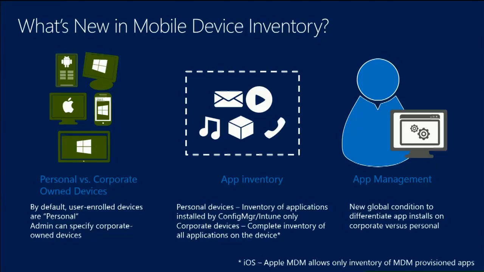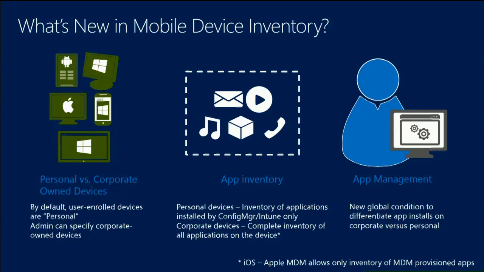So one of the things that we heard back from our customers who initially deployed our first version of our mobile solution was, hey, it's great I'm getting all these mobile devices into my system, but I want to have a better classification mechanism. So that's why we've introduced a new attribute called device ownership, which puts a personal versus corporate tag on it. By default, when the user enrolls, it's marked as personal.